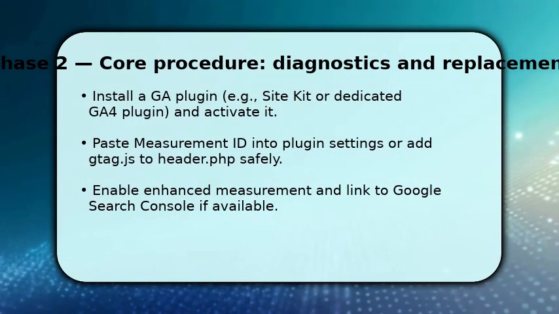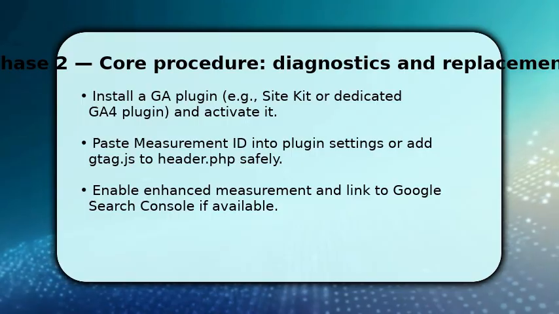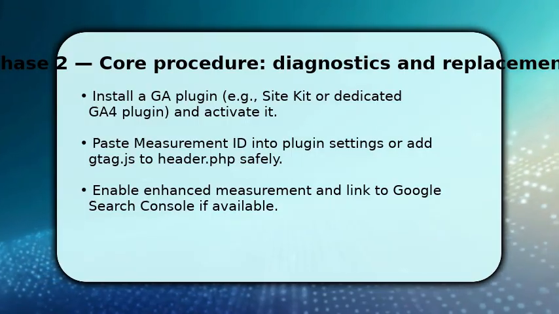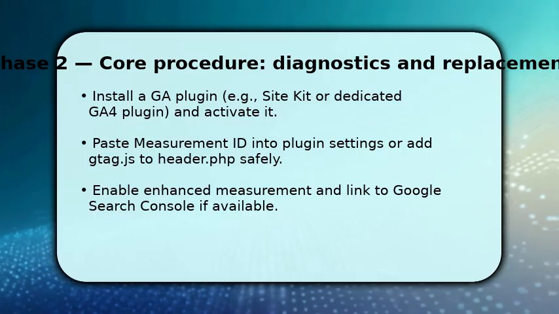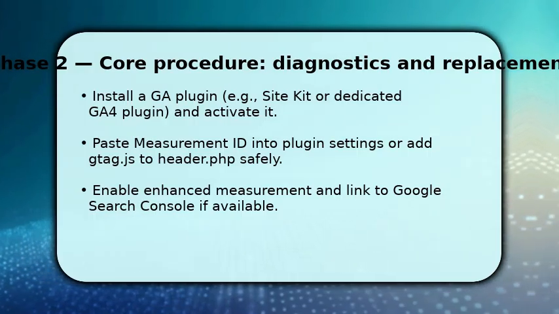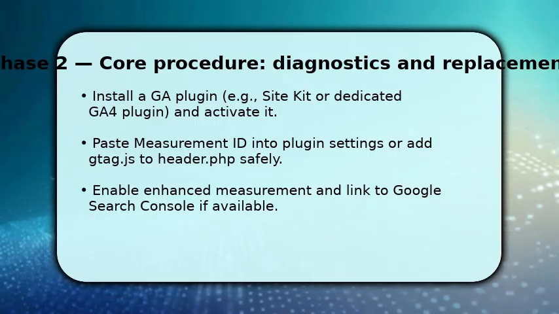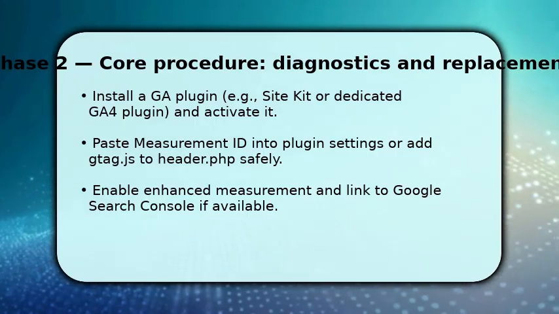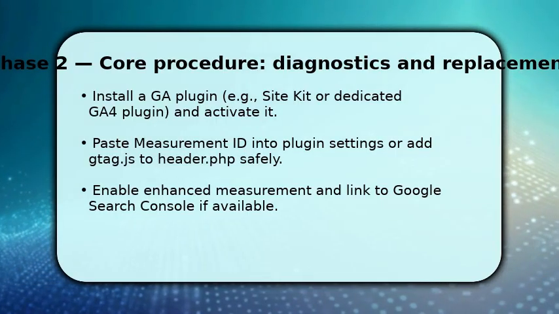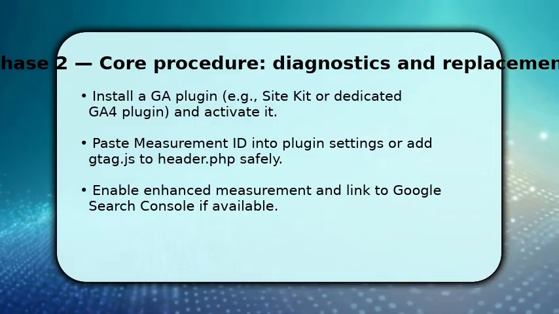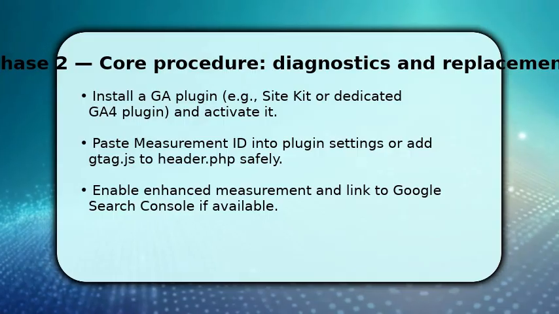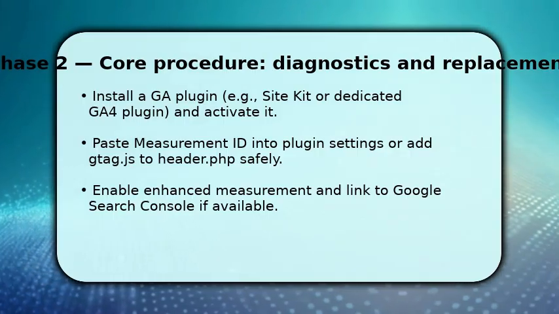You will now install and configure tracking. If using a plugin, activate it and paste the GA4 measurement ID into the designated field, then save and allow the plugin to verify. If doing manual insertion, add the G tag JS snippet with the measurement ID into the header.php of a child theme, not the parent, so updates won't wipe it.